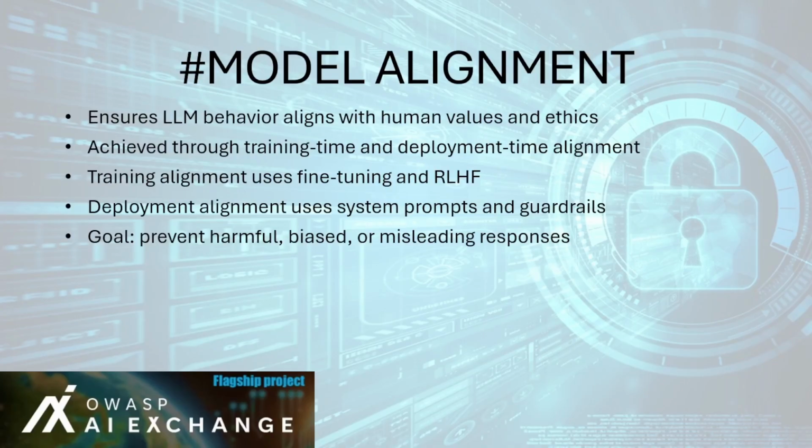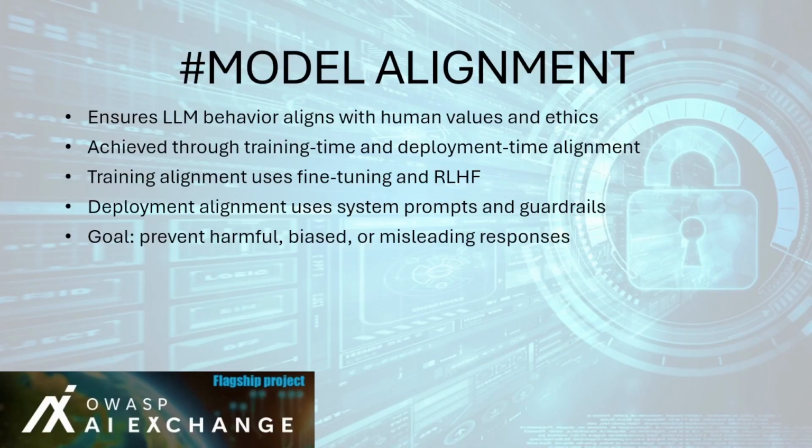Model alignment ensures that large language models, or LLMs, act in ways consistent with human values, ethics, and organizational intent. Even powerful models can produce unsafe or undesirable outcomes if not properly aligned. Alignment, therefore, combines training stage and deployment stage measures to shape trustworthy behavior.